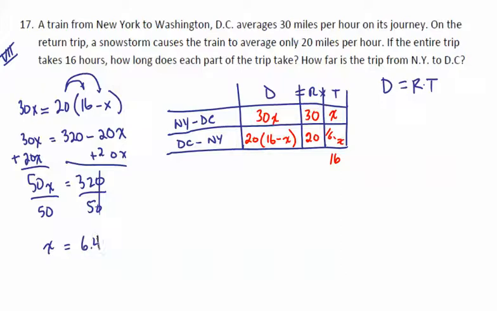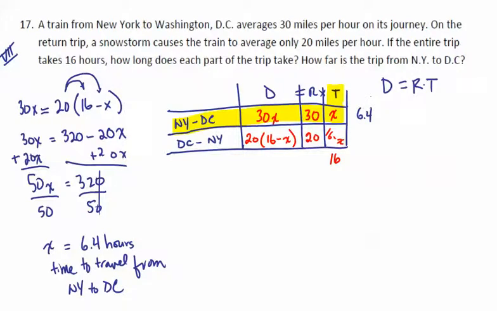So 6.4, what is 6.4? It's 6.4 hours. If we didn't know, we'd go back to our table and see that the x is in the column that is time, and also for New York to DC. So what does that mean? That is the time to travel from New York to DC. If we wanted, which we do need, how long does each part of the trip take? So I can write 6.4 over here.